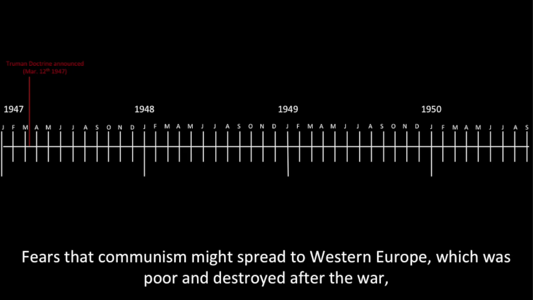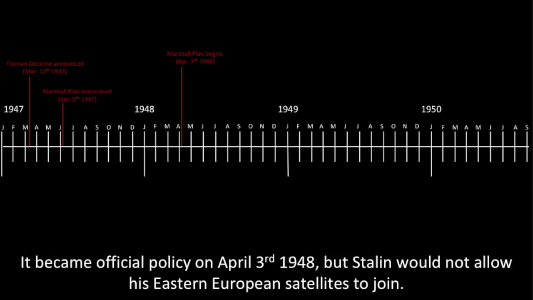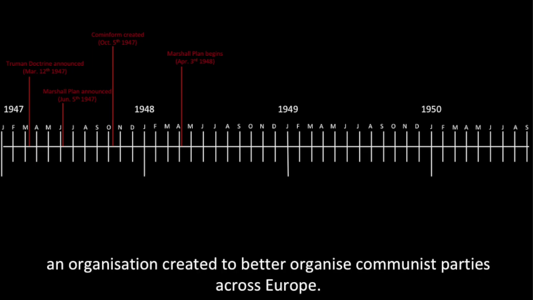Fears that communism might spread to Western Europe, which was poor and destroyed after the war, prompted the USA to introduce the Marshall Plan to rebuild Europe, announced on June 5, 1947. It became official policy on April 3, 1948, but Stalin would not allow his Eastern European states to join. On October 5, 1947, in response to the confusion created in Eastern Europe by the Marshall Plan, Stalin introduced Cominform, an organisation created to better organise communist parties across Europe.